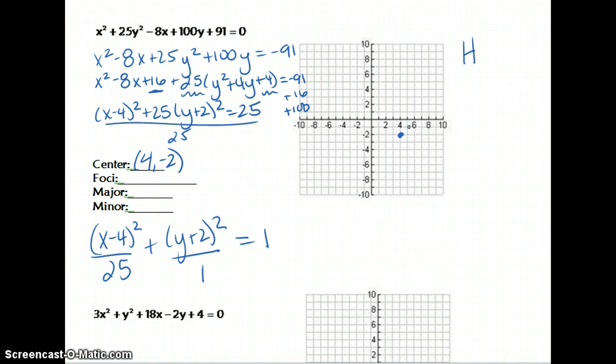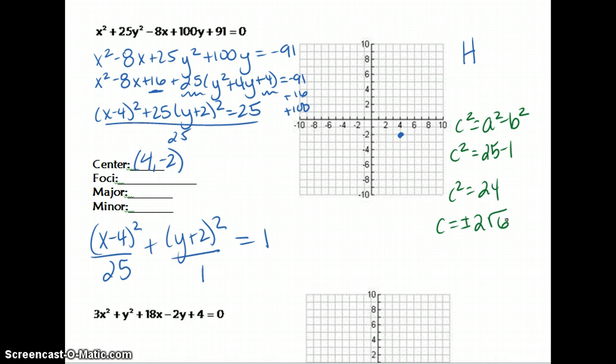Okay. Now the foci is where we have to find C, and C is the distance from the center to the foci. In order to find C, we need to do C squared equals A squared minus B squared. So C squared equals 25 minus 1. So C squared is 24, and C equals plus or minus 2 root 6.